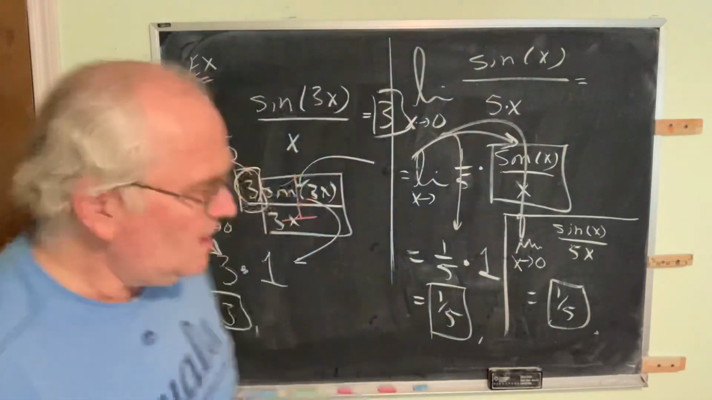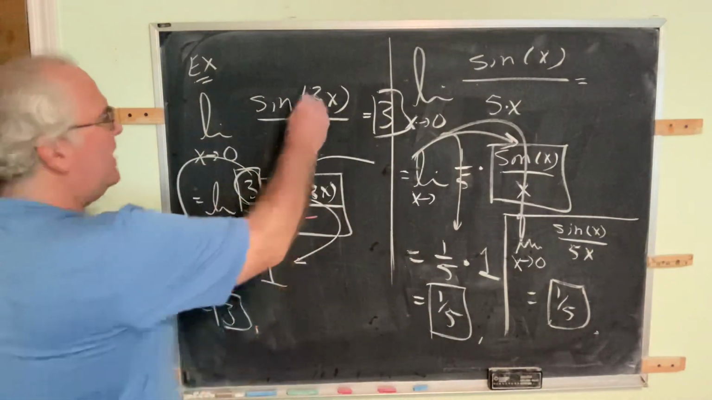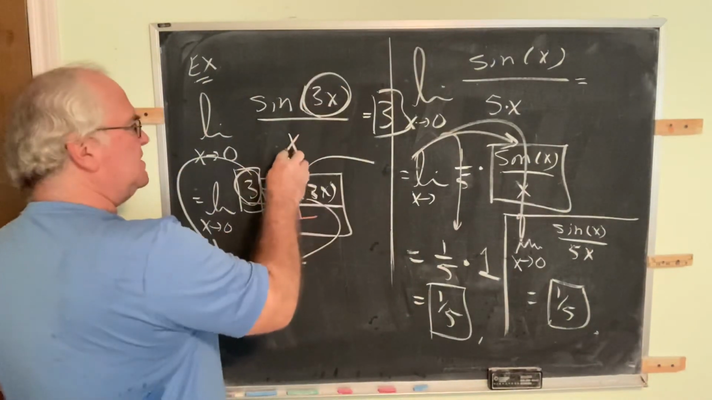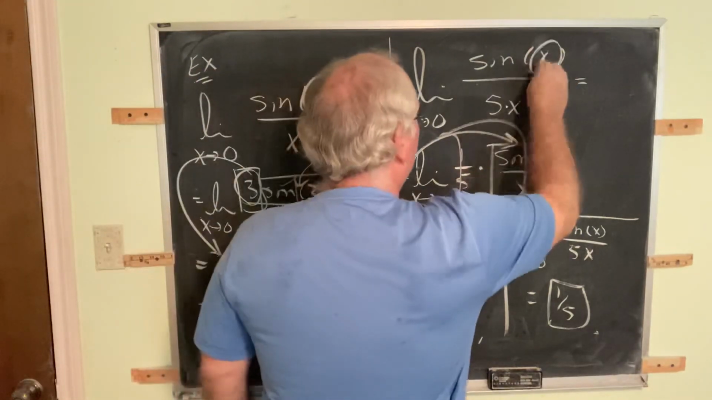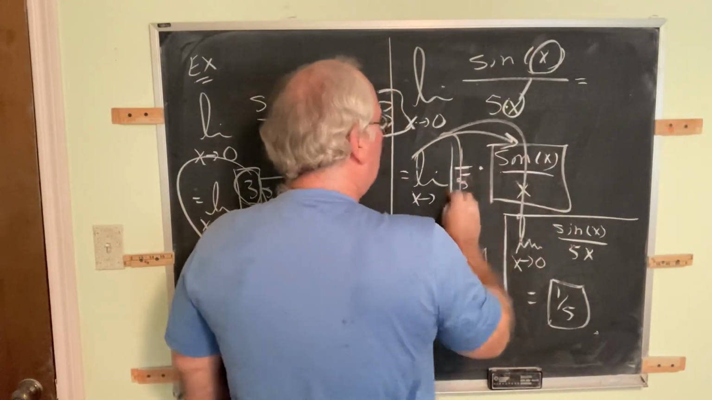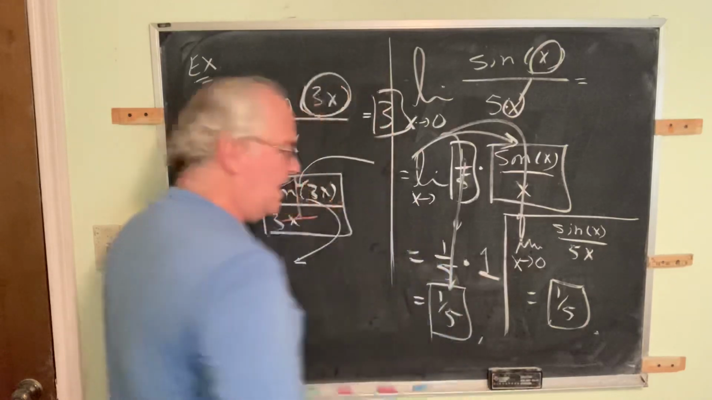All right? So the key is make sure the argument here is the same as this denominator. Make sure the argument here is the same as this denominator. Constant multipliers then multiply along.